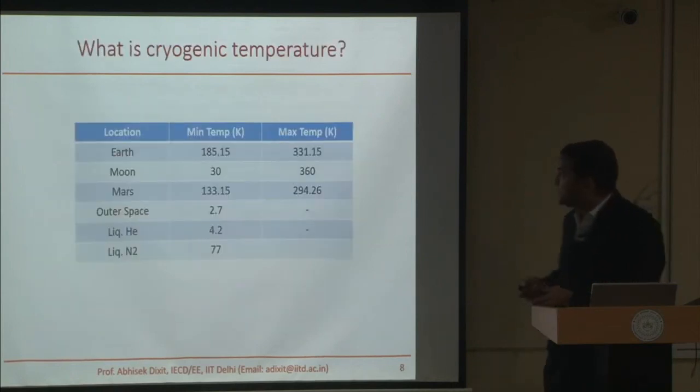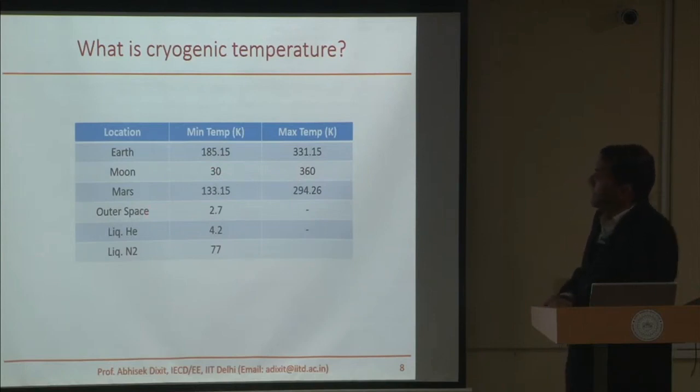So what is cryogenic temperature? I have just taken some things off the internet, may not be very accurate. So Earth's surface minimum temperature, all temperatures are in Kelvin, right? This is the temperature on the moon. This is minimum and maximum. And outer space is kind of the lowest, 2.7 K. And liquid helium, very important, is what is used for most of the cryogenic probers. 4.2 Kelvin, liquid nitrogen is at 77 Kelvin.